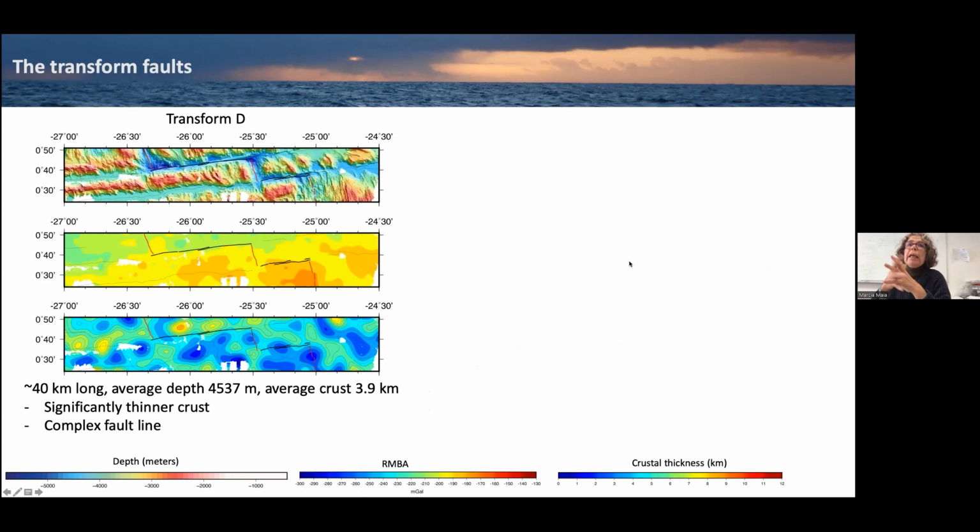Transform D is the shortest one, and it's also the deepest one. It's about 4,500 meters deep, and associated with a roughly 4 kilometers thick crust, so the thinnest crust of all the transform faults. It has a very complex fault line, with some double lines that could be mapped inside the transform valley.